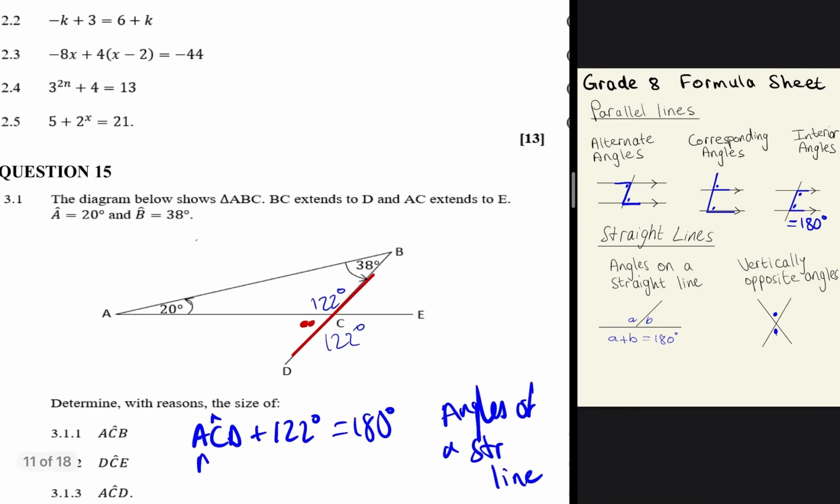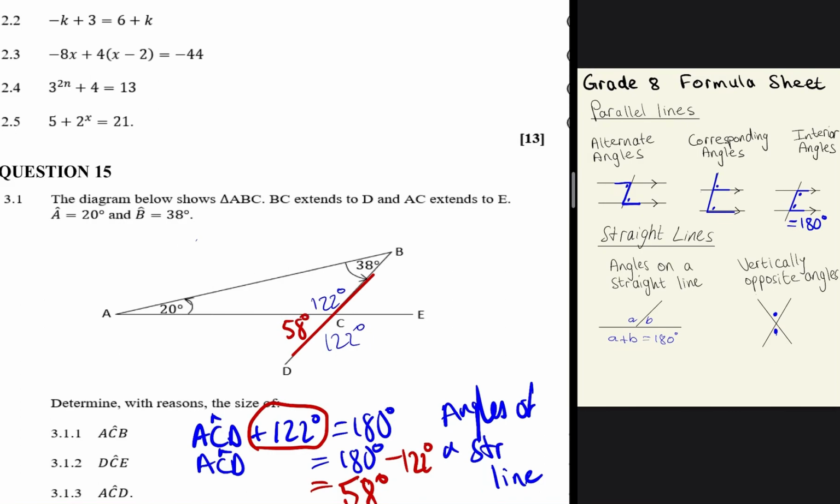Let's work out ACD. Keep ACD on one side of the formula. Like the previous ones, the plus 122, if it goes over, becomes minus 122 degrees. To work that out, 180 minus 122, you'll get 58 degrees. So that 58 degrees will be this ACD over there.